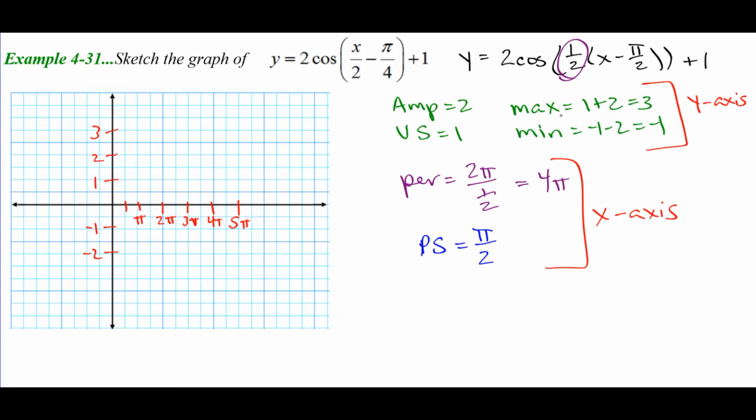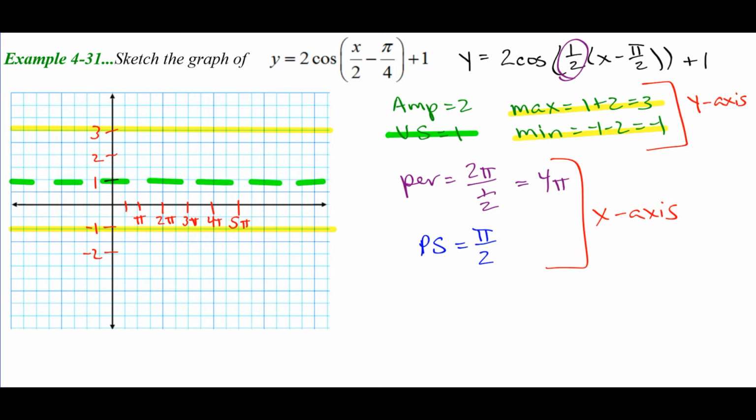So I'm going to make a rectangle and I'm going to draw a horizontal line at your maximum and minimum. So my maximum is at 3. My minimum is at -1. So remember, if those are my max and my mins, they're bounding my graph and I'm not going to go beyond those. I like to also draw a line at my vertical shift because that's actually my middle value, so this is my midline.